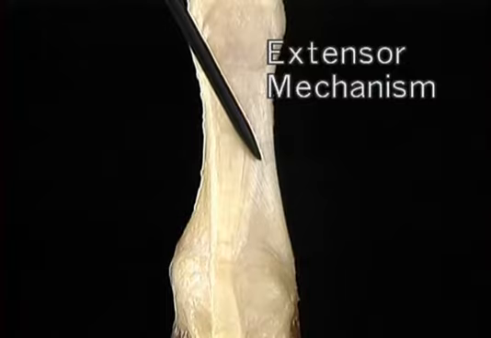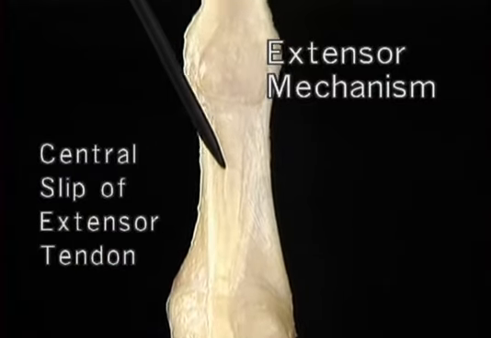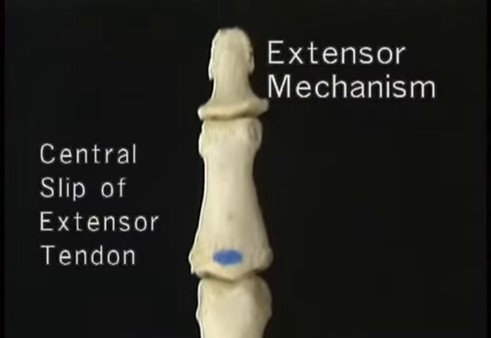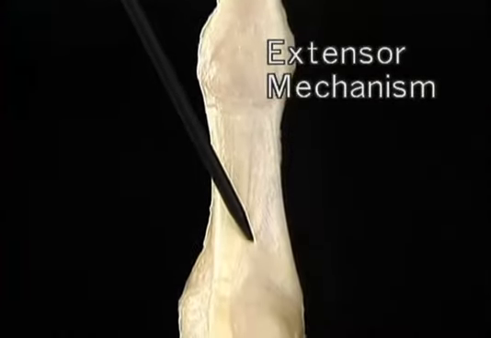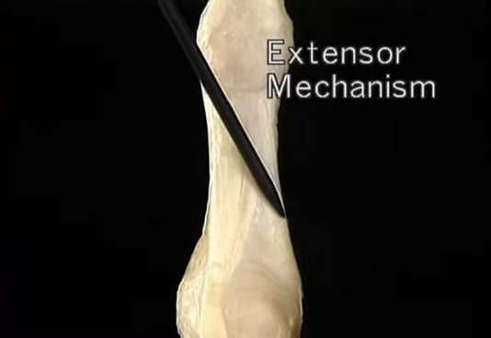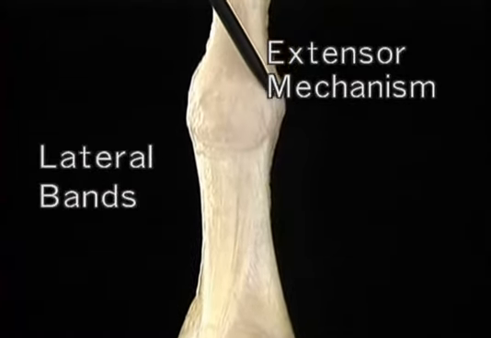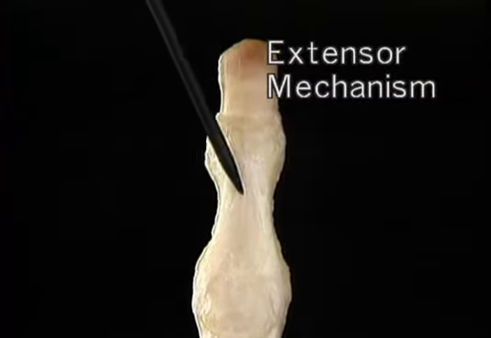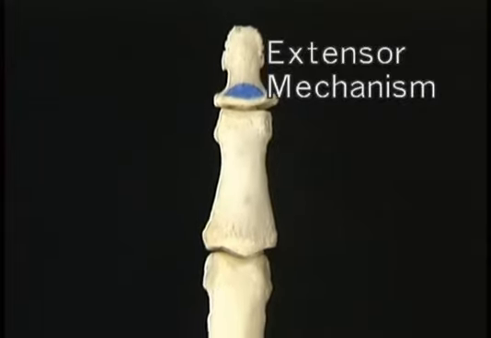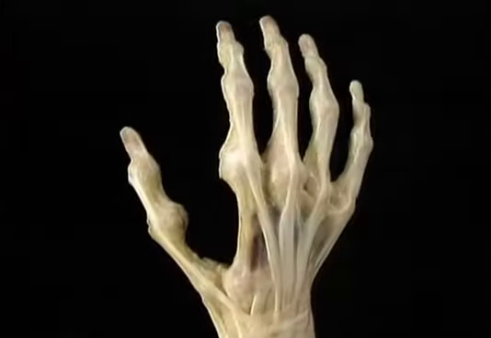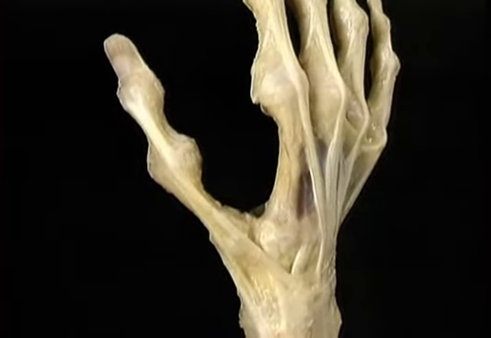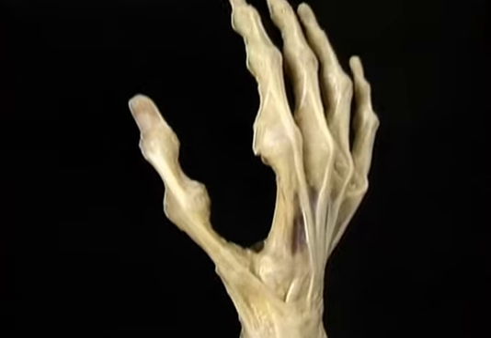The big extensor tendon divides into 3 slips over the proximal phalanx. The central slip crosses the proximal IP joint and inserts here, on the base of the middle phalanx. The slips on each side fuse with the interosseous tendon to form the 2 lateral bands. The lateral bands join together over the middle phalanx and insert here, on the base of the distal phalanx. The thumb doesn't have such a complex extensor mechanism. The insertion of its 2 extensor tendons is relatively simple, as we'll see.